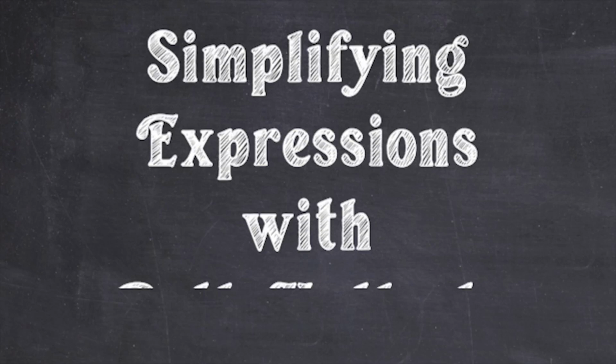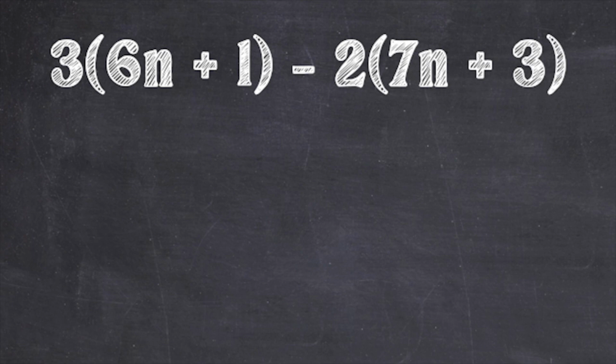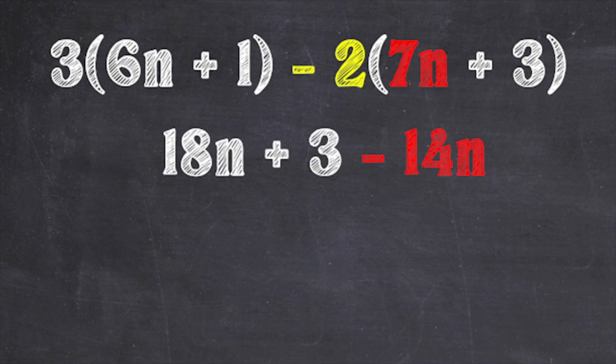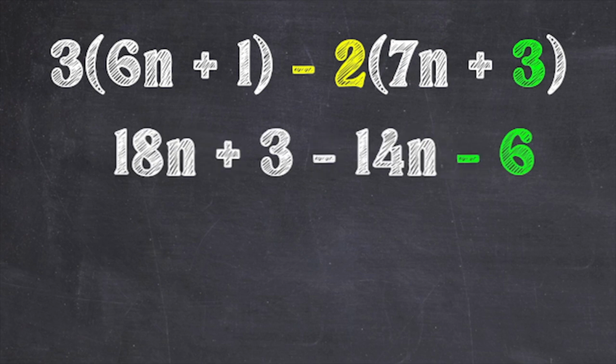For the next few examples, let us look at how we can use both the distributive property and the combination of like terms in the same algebraic expression. Take a look at our 5th example. To simplify this expression, we need to first get rid of the parentheses by multiplying the numbers outside with the terms inside the parentheses. So we'll multiply 3 with 6n, giving us 18n, and then 3 times 1, giving us 3. Next, we'll multiply the -2 with 7n, giving us -14n, and -2 with 3, giving us -6.